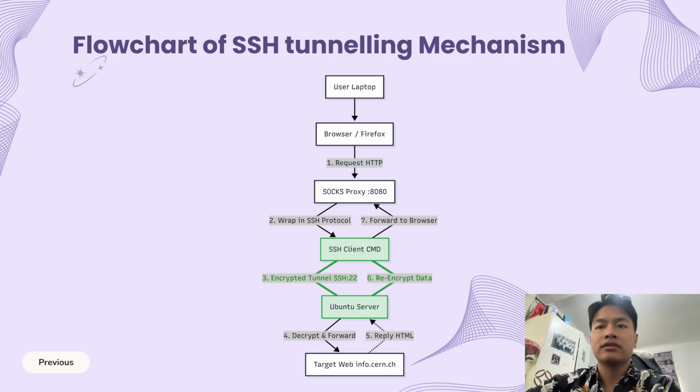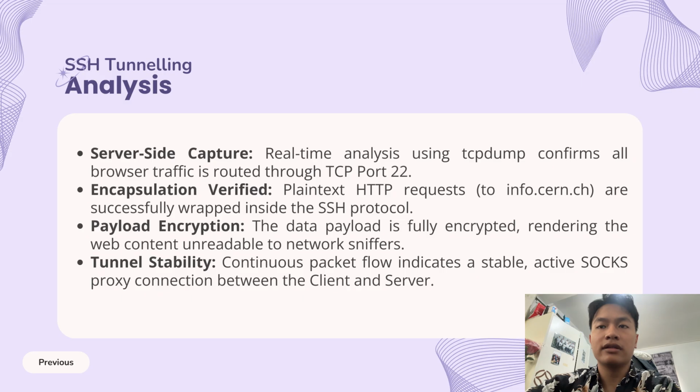Based on that testing, here's the mechanism flow. The request starts from the user laptop, goes into the SOCKS proxy, and then gets wrapped in the SSH protocol, travels through the encrypted channel, and is finally decrypted by the Ubuntu Server before reaching the target web. In summary, SSH tunneling effectively hides the payload and provides a stable connection for specific applications like web browsing.